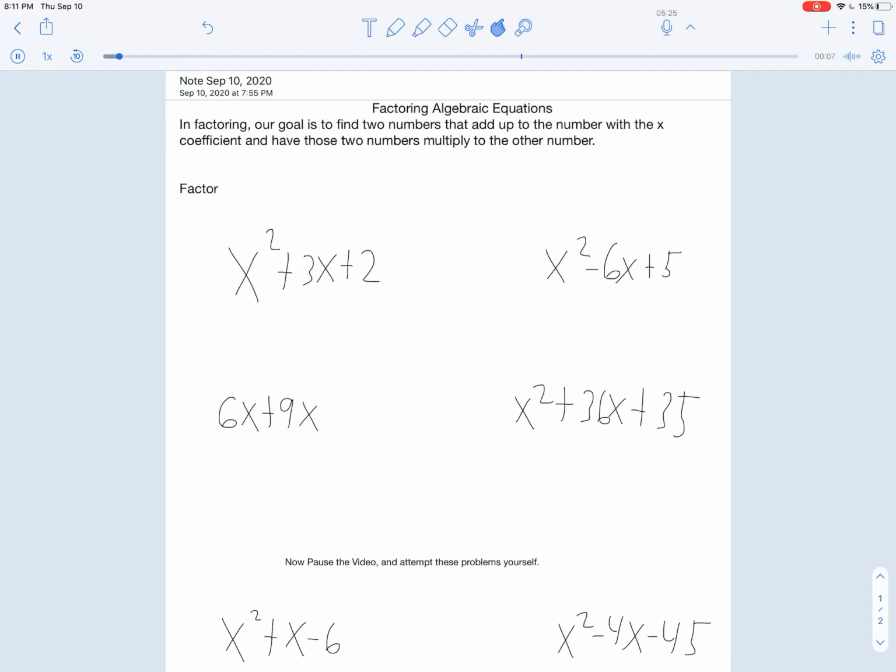Now, in factoring, our goal is to find two numbers that add up to the number with the x coefficient and have those two numbers then multiply to the other number. Okay, let's jump right into it.